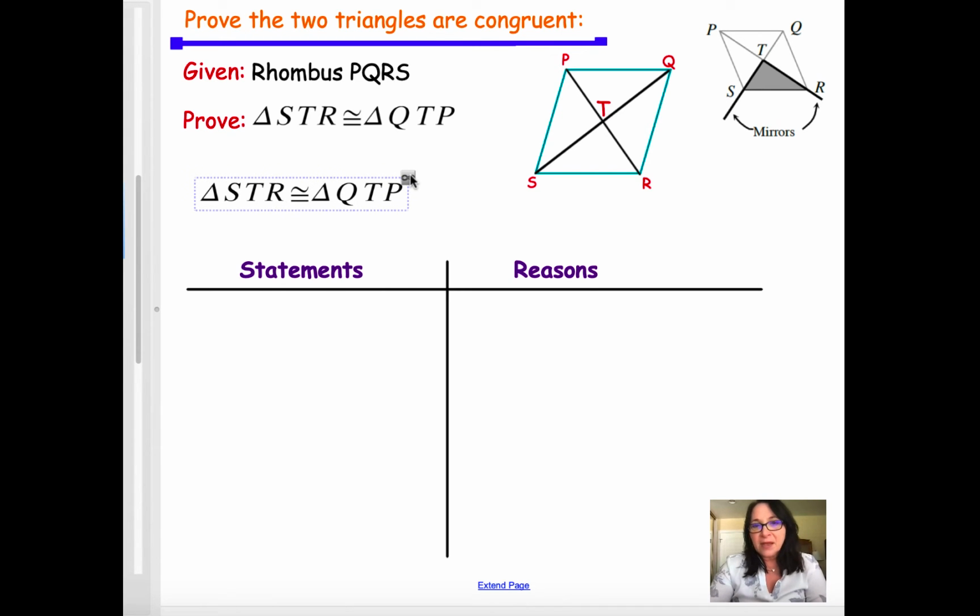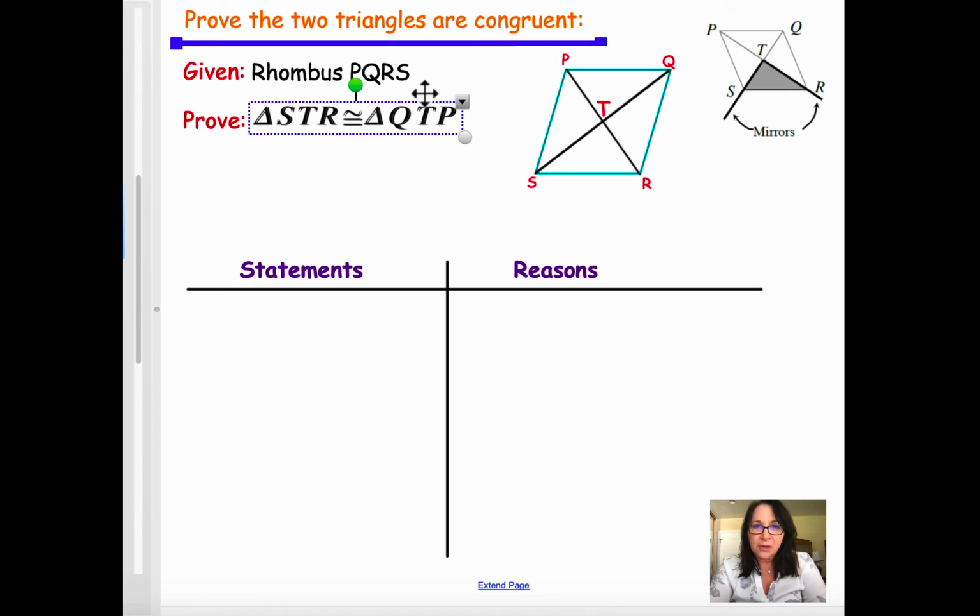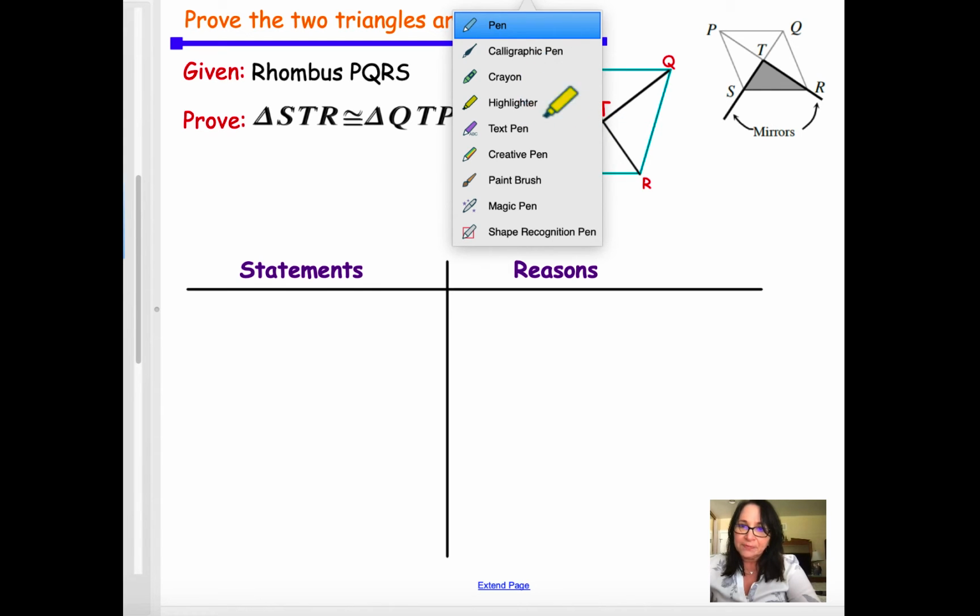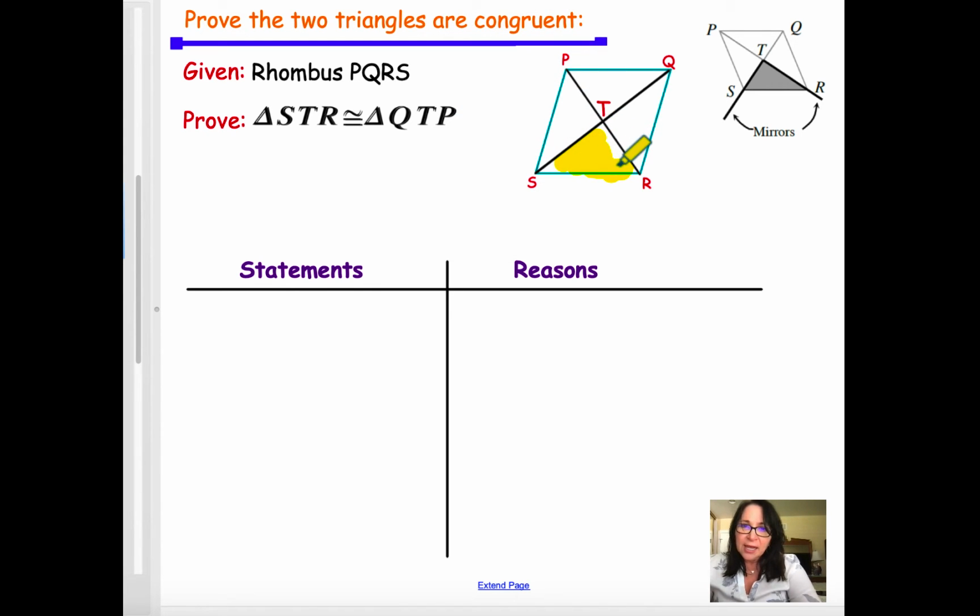Let's see. Okay. All right. So what we see here is that STR, I'm just going to put this right back on here. What I see is that I have another rhombus, and I'm trying to prove that STR, this triangle inside right here, is congruent to this triangle up here. Now, I know that they are mirrors. I know they reflect each other and all that, but let's just see what we do here.